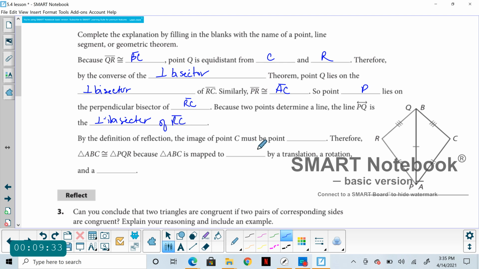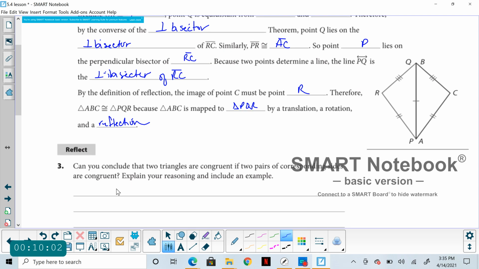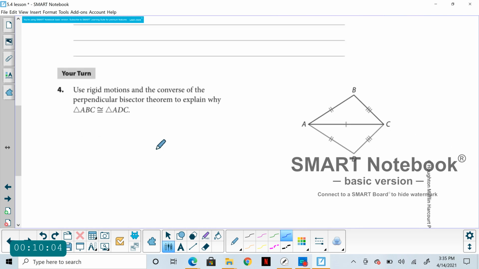So then by the definition of reflection, the image of point C must be point R, and therefore triangle ABC is congruent to triangle PQR because triangle ABC is mapped to triangle PQR by a translation, a rotation, and a reflection. All right. Let's look at an example.